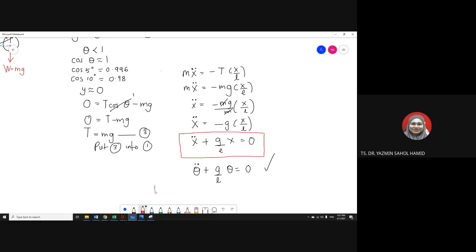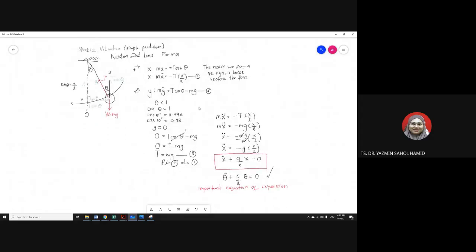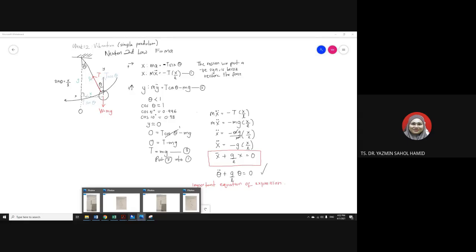So this is the important equation of expression yang kita nak produce lah untuk jawab soalan-soalan exam yang kita nak discuss sekejap lagi. So at least this is the theory and the concept behind it. Okay, so ini adalah sampel untuk pendulum ni lah. Oops, untuk soalan pendulum ni. Ini untuk pendulum ya. Okay, now let's come and get the question that we're going to discuss in class.